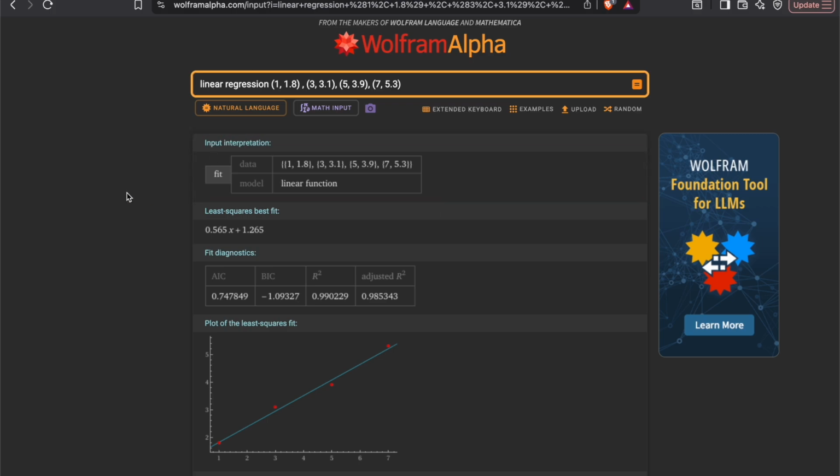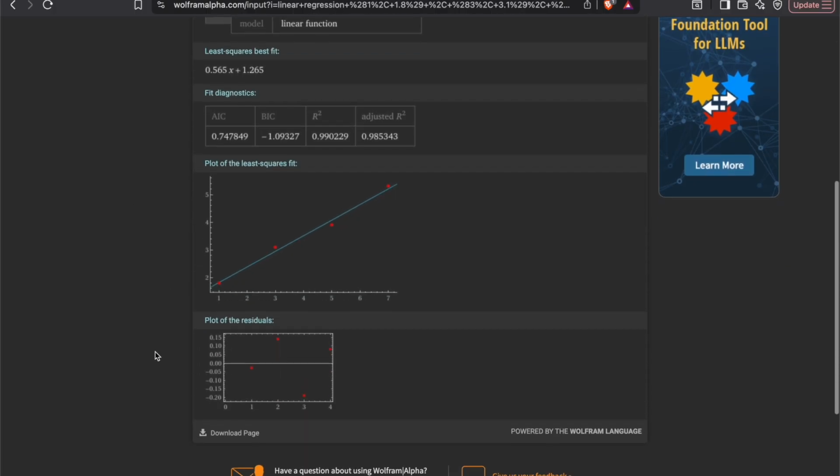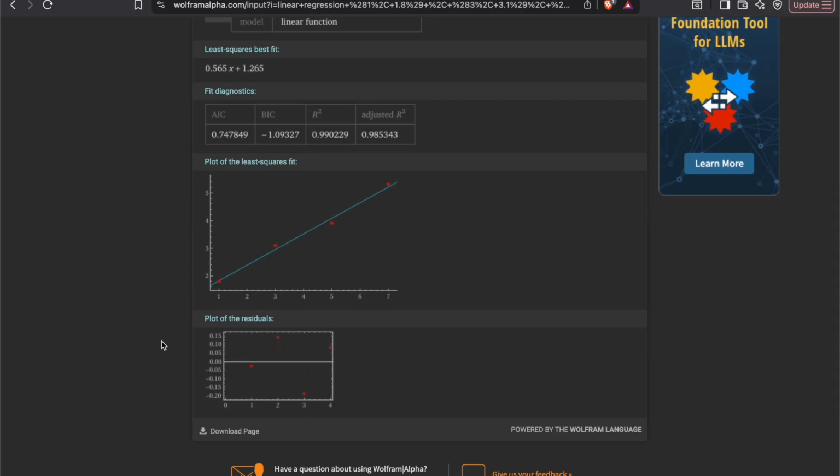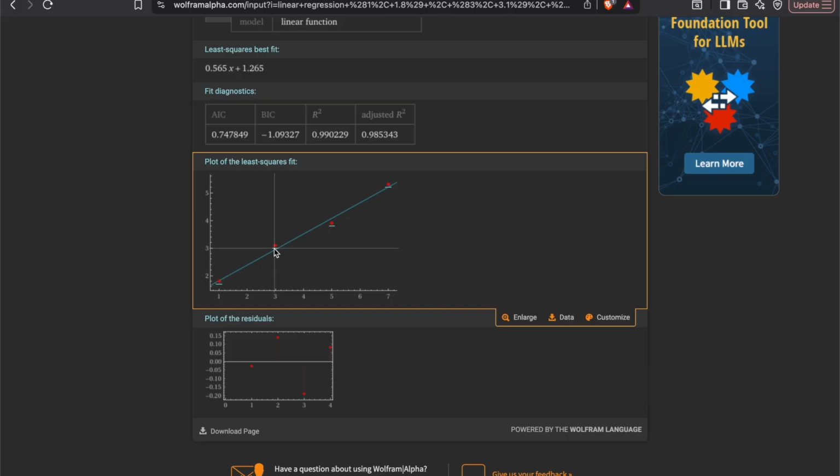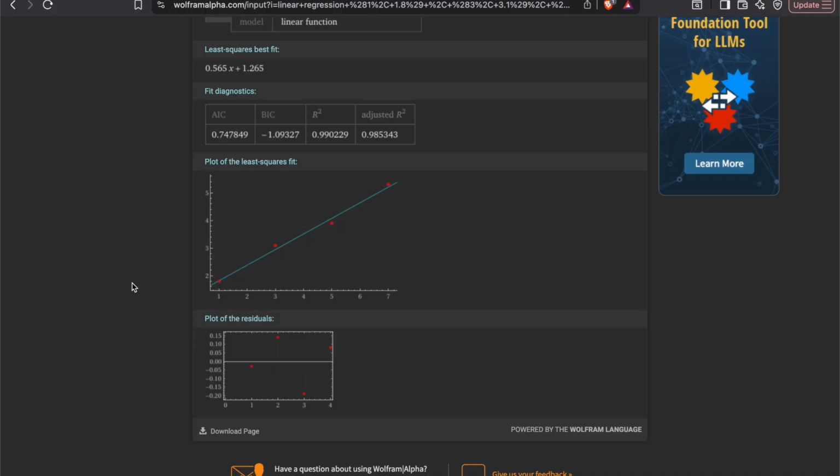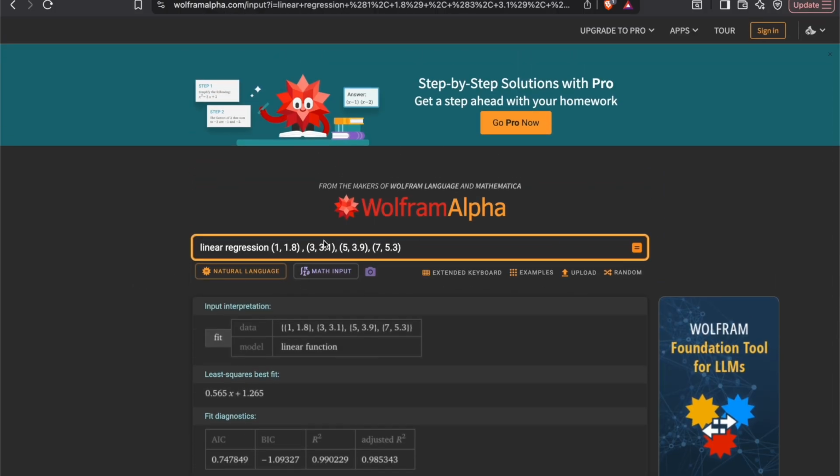It's called linear regression, and it will find it. You could prove that this is the best line for this. This minimizes all of these little distances right there. Okay, so this is what I want you to do for these problems, is just go to Wolfram Alpha.